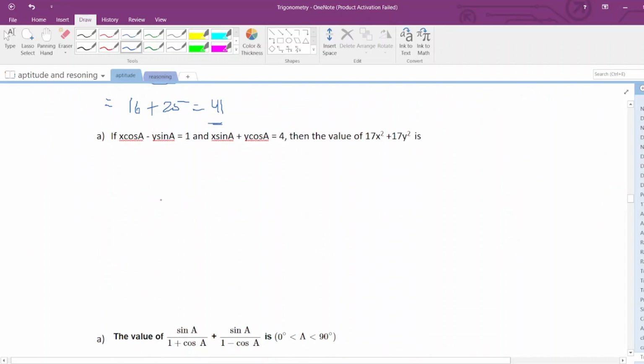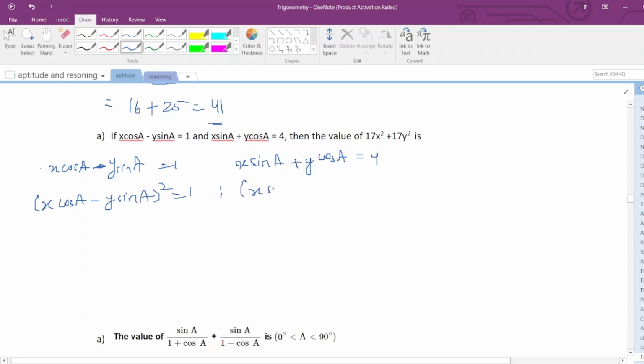Now see, this is also an identity based question. It's the same question actually. Note it down. x cos a minus y sin a is equal to 1, and x sin a plus y cos a is equal to 4. Then he is asking for 17x square plus 17y square. See, here also do squaring on both sides. So you will get x cos a minus y sin a whole square is equal to 1 square, and here x sin a plus y cos a whole square is equal to 4 square, 16.